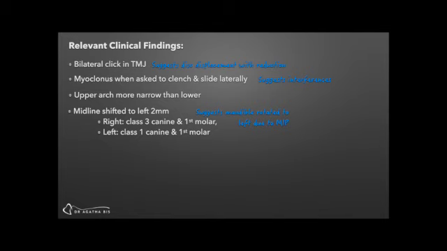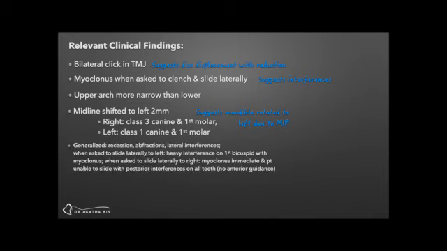Her midline is shifted to the left by 2 millimeters. On the right, the canine is in class 3. The molar is actually in class 3 as well. On the left, her canine and the molar are in class 1. And this suggests the mandible's rotated to the left. That's where she can bite down.